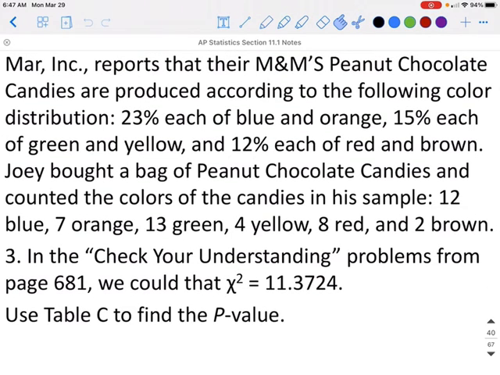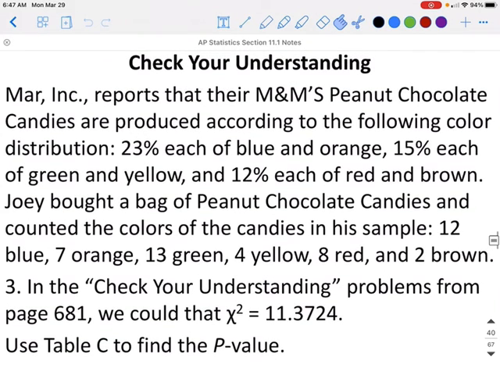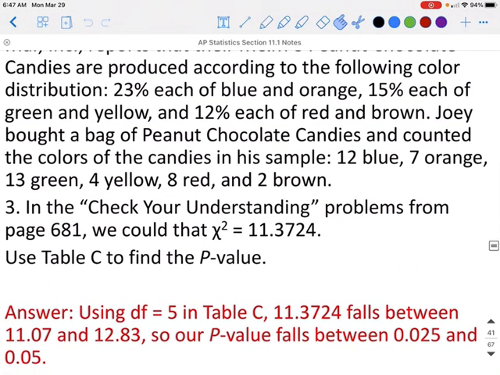Now we're going to use the table to find the p-value. If you look at your Table C, you are going to look for degrees of freedom of 5, and you're going to go across the row until you find where 11.3724 would lie. This value is going to fall between 11.07 and 12.83. So if you look at the top of those columns, you will see that our p-value is going to fall between 0.025 and 0.05.